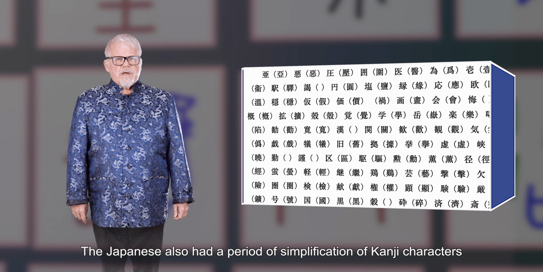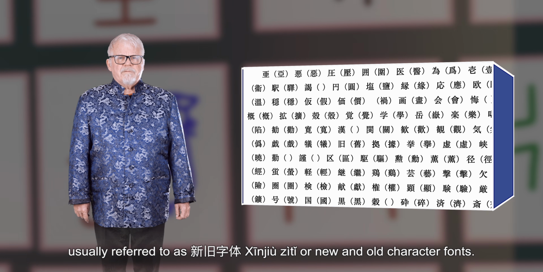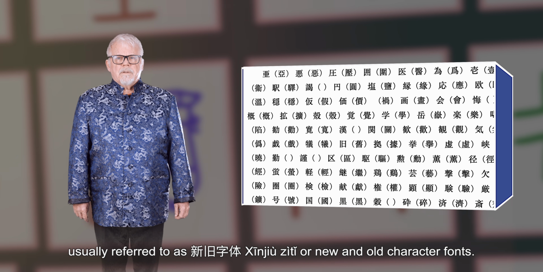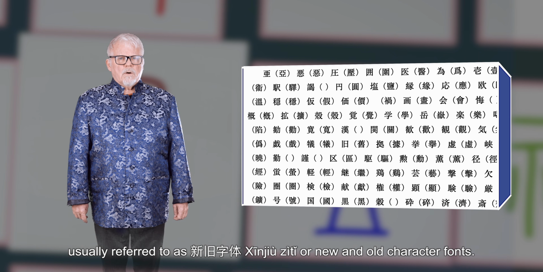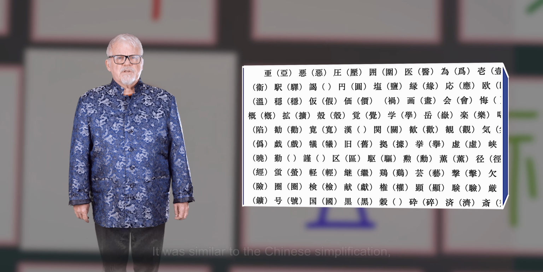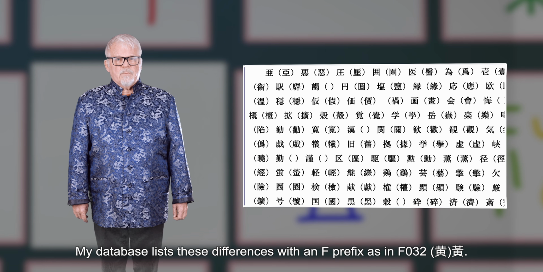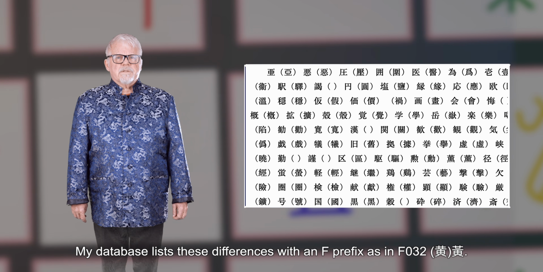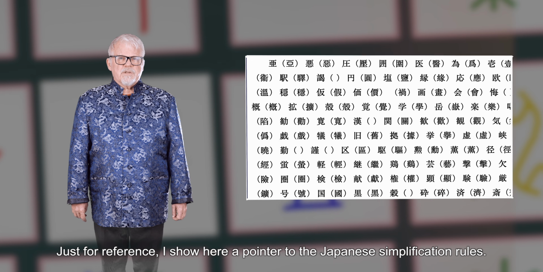The Japanese also had a period of simplification of kanji characters, usually referred to as Xinjiu Ziti, or new characters, or new and old character fonts. It was similar to the Chinese simplification, but not quite as extensive. My database lists these differences with an F prefix, F032, Huang, for instance. Just for reference, I show there is a pointer to the Japanese simplification rule.